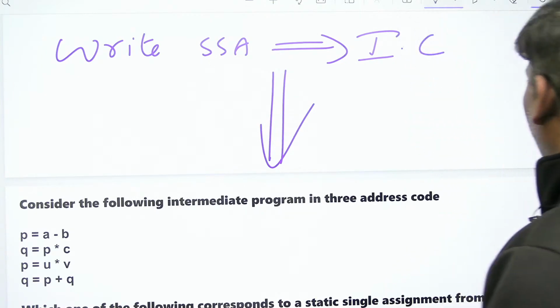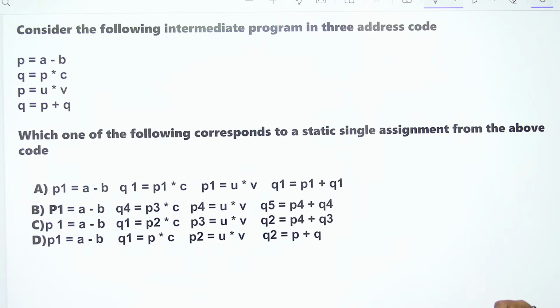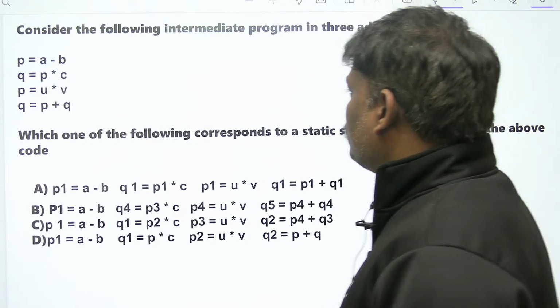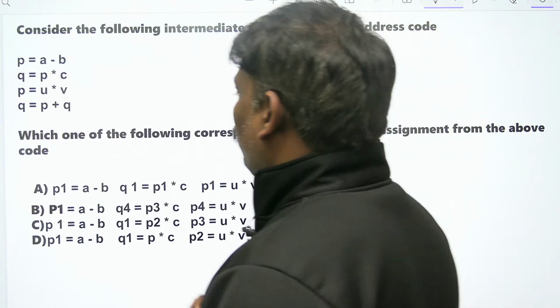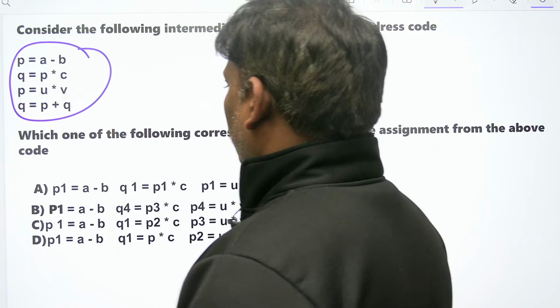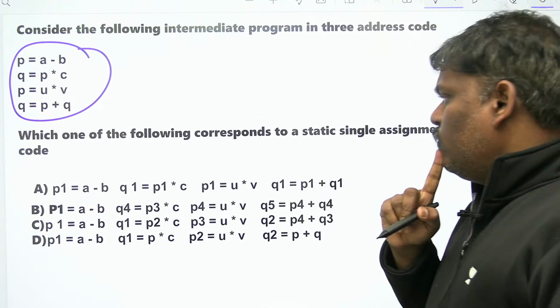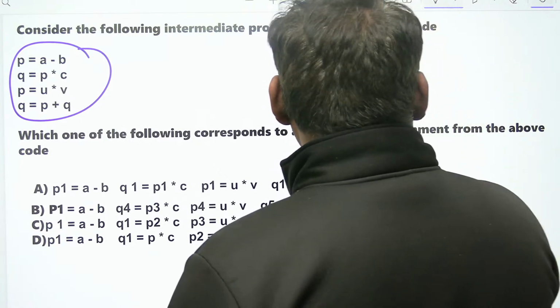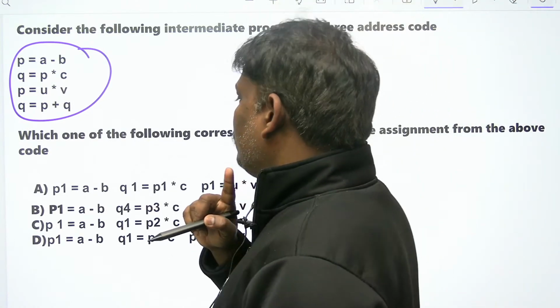Let's see one problem of that. Consider the following intermediate program in 3 address code. This is the intermediate code in the 3 address code. Which one of the following corresponds to a static single assignment form of the above code? Let's see this one.